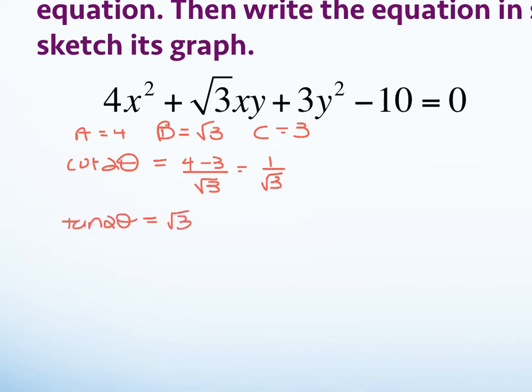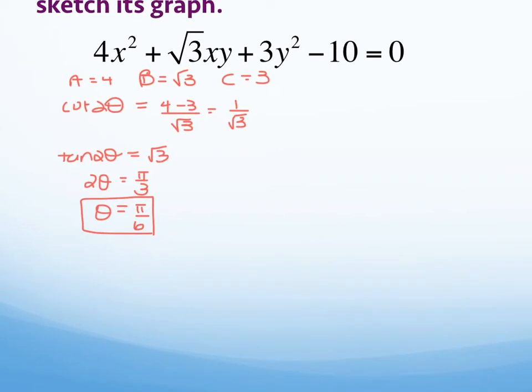And then if you keep in mind your unit circle, you should know that tangent is root 3 at pi over 3. So 2 theta equals pi over 3, and theta would equal pi over 6. So that's the first part. That's the first opportunity to get some points. So this question's worth 20 points on your test. That's 5 right there. Then you want to get the x and the y.